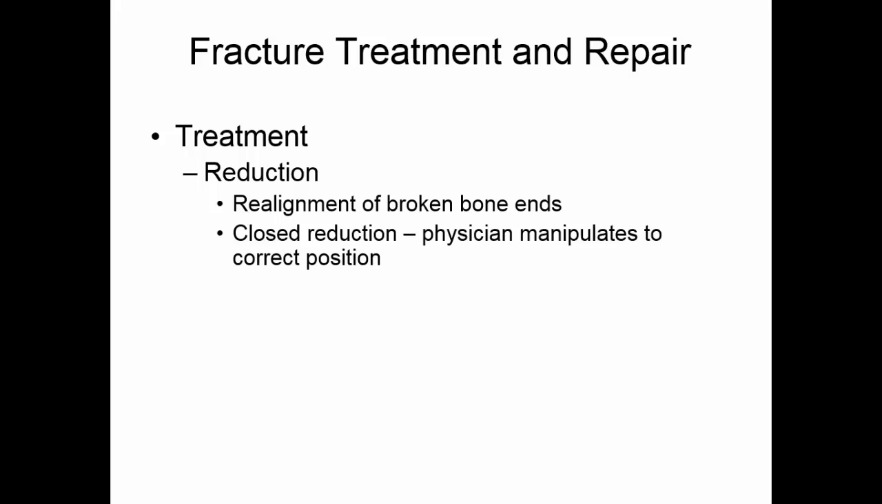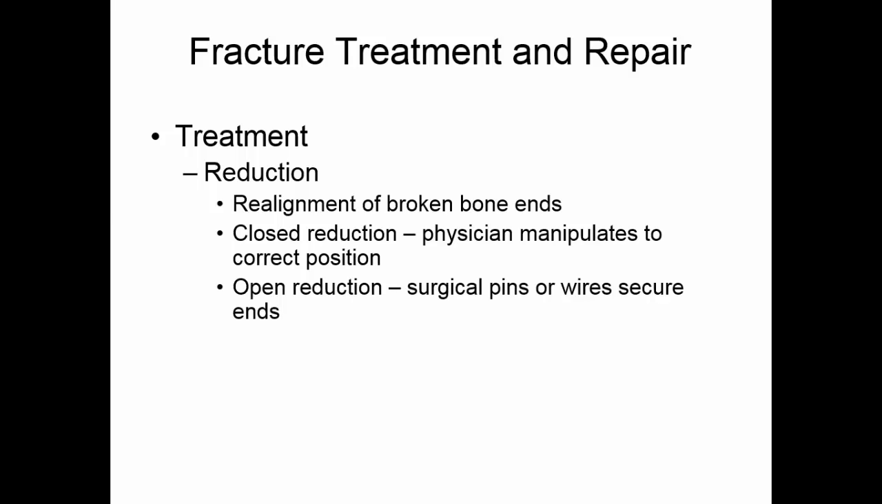Fractures are treated first by reduction. We have to realign the broken bone ends. A closed reduction occurs if the physician can manipulate the bones into the correct position. An open reduction is a surgical procedure. Usually pins or wires are used to secure the ends of the bones together.